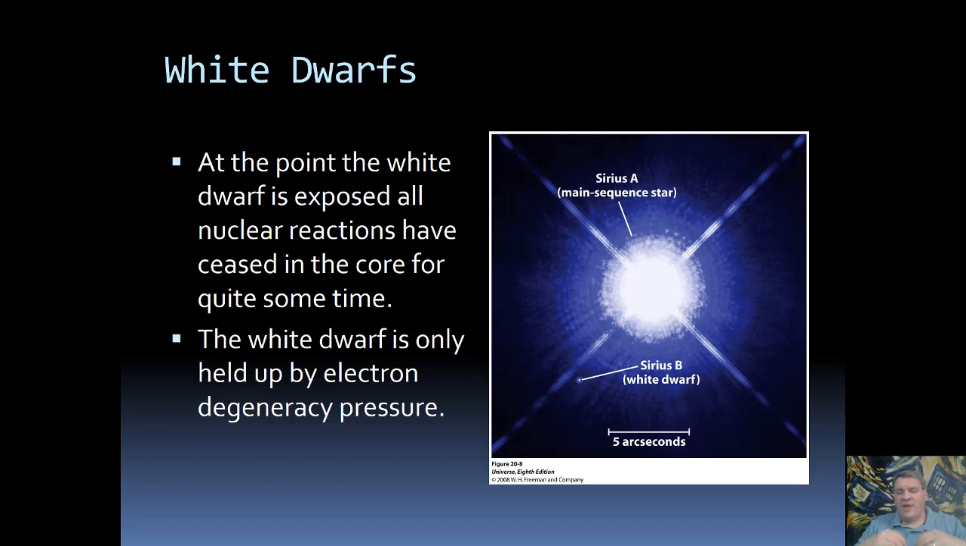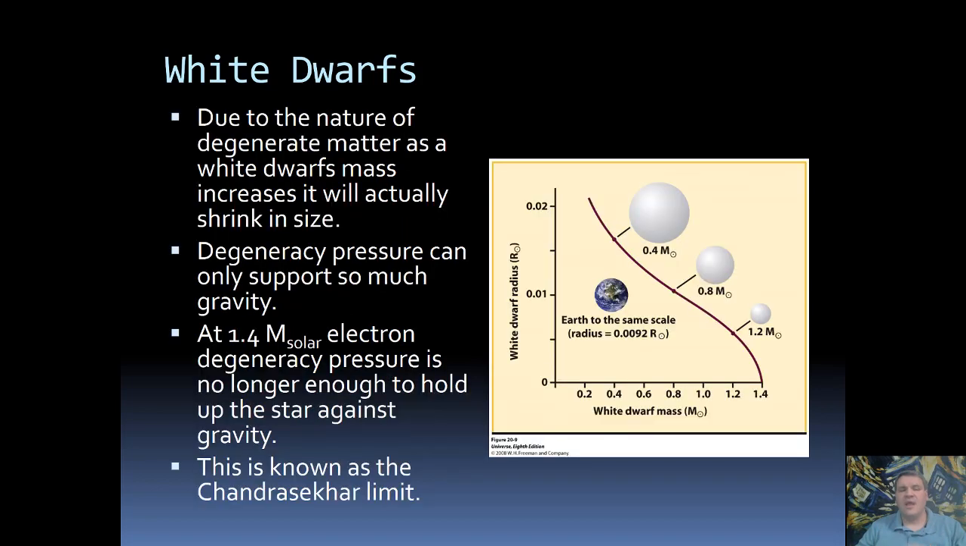Now at the point that we actually see the white dwarf, there's been no ongoing fusion in the core for a very long time. There may have still been some shell fusion in the star for a while, but no fusion in the core. All white dwarfs are held up against the crush of gravity due to electron degeneracy pressure. Because of the nature of degenerate matter, as the white dwarf's mass increases, the radius of the star actually shrinks. This is because electron degeneracy pressure always pushes out with the same amount of force. So we have the same amount pushing in, but as we increase gravity, the crush of gravity is going to get greater, which means that the star is going to have to shrink some.